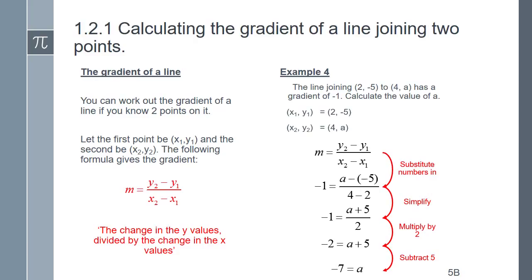So the question was calculate the value of a. The answer is a is minus 7. So the point 4, comma minus 7 gives the gradient minus 1.